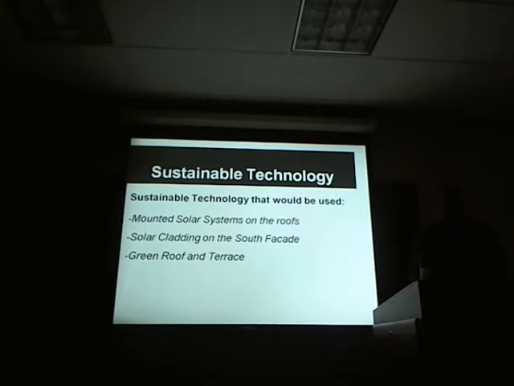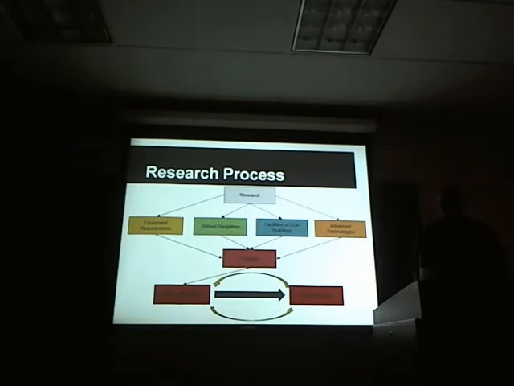Sustainable technology that would be used includes roof-mounted solar systems, solar cladding on the south facades, green roofs, and terrace. So we looked at the research, we looked at everything we wanted to incorporate, and we broke it down into the little parts like the equipment, environment, the school disciplines, the facilities for the new building, and advanced technologies.